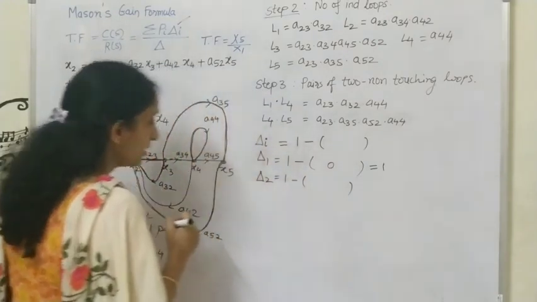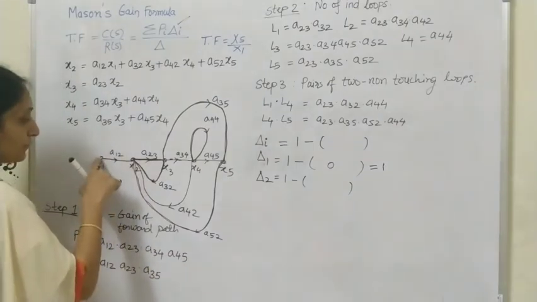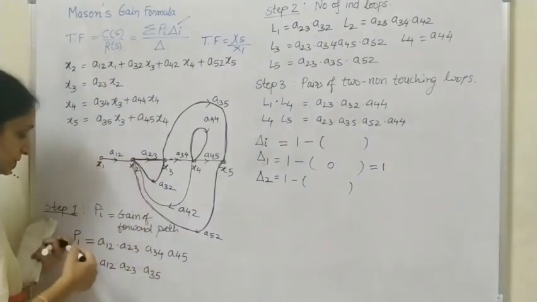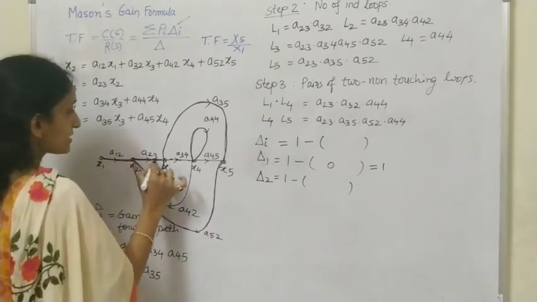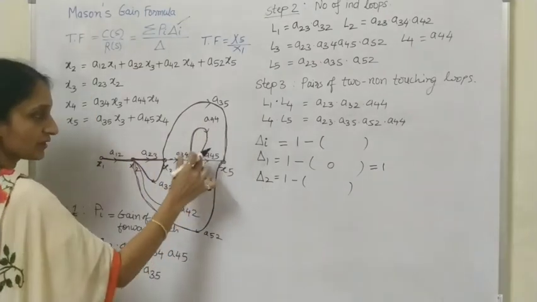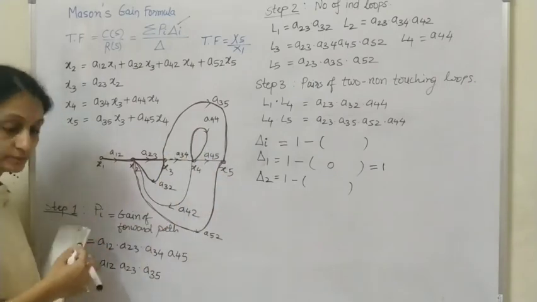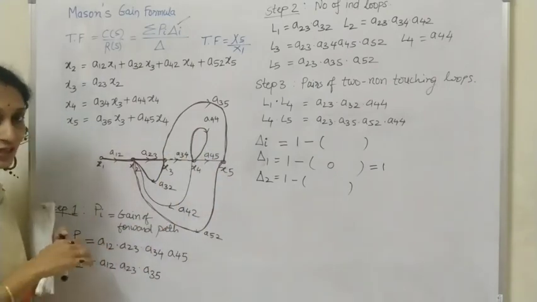In bracket. Okay, so see the path for delta 2. What we have considered? We have considered the second forward path like this. See, this is the second forward path. Then check, this self loop is not touching. The self loop is not touching the second forward path.